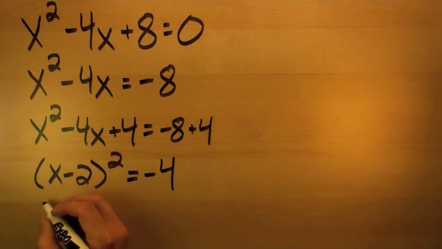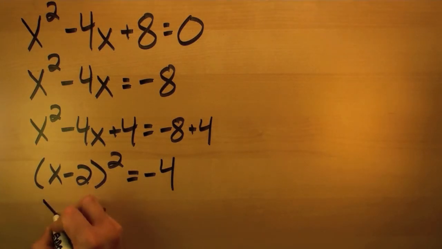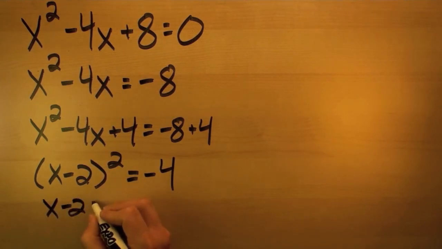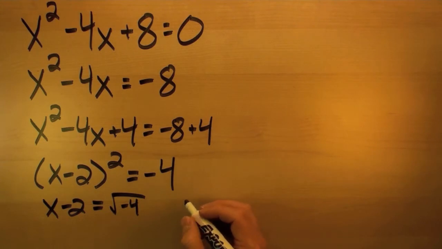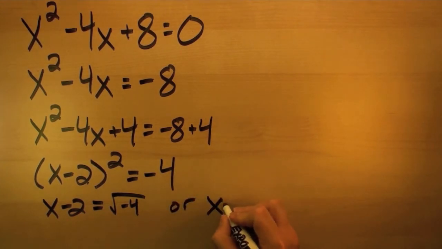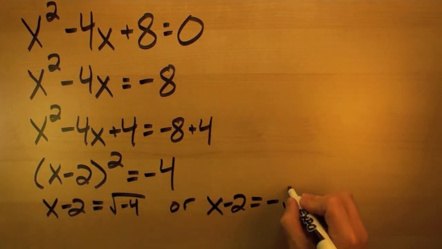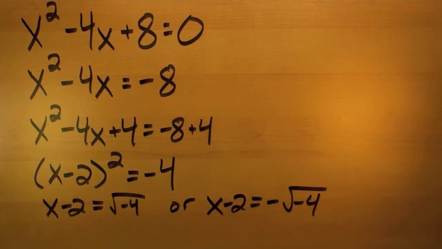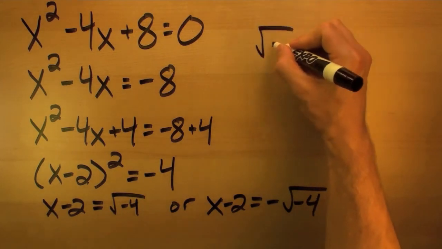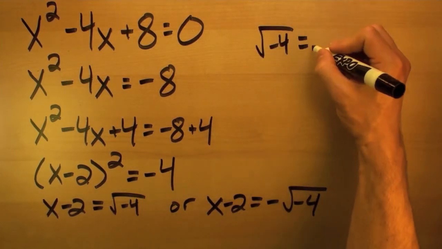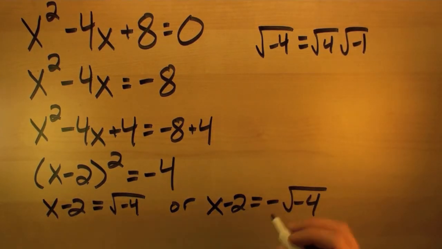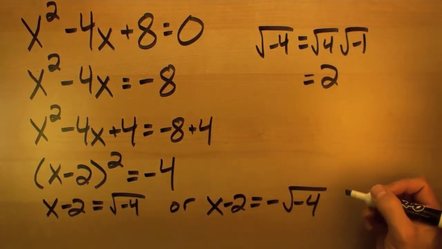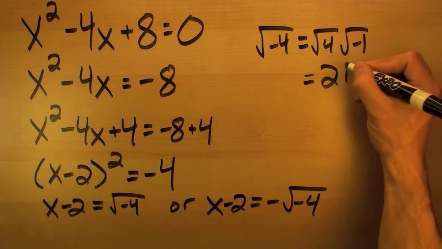So that tells us, using the square root property, that x minus 2 is equal to the square root of negative 4, or x minus 2 is equal to negative square root of negative 4. And recall, the square root of negative 4 could be written as the square root of 4 times the square root of negative 1. Well, the square root of 4 is 2, and the square root of negative 1 is i.